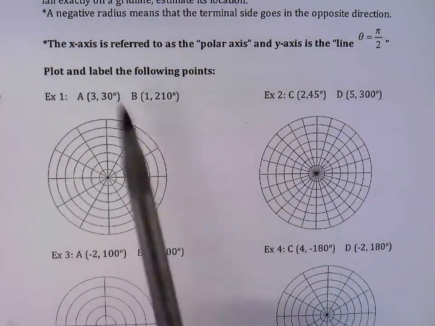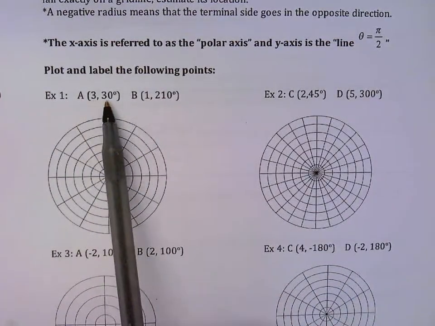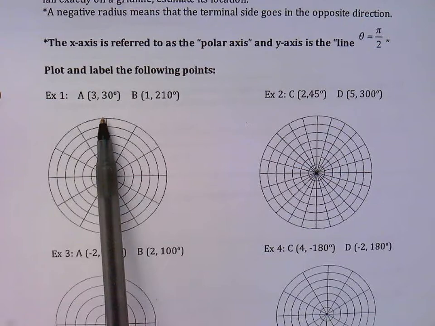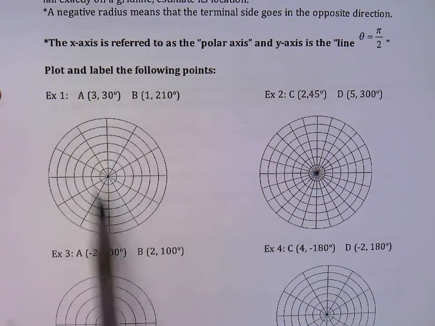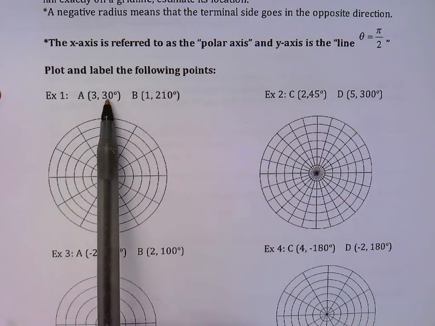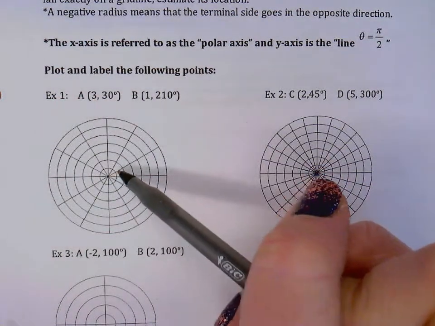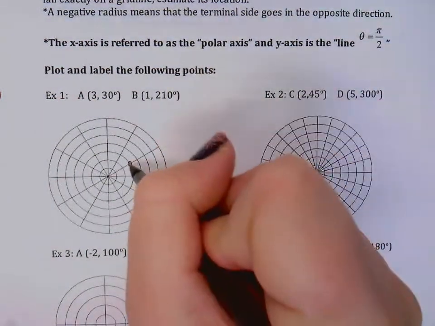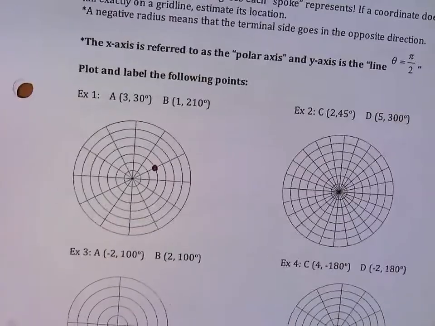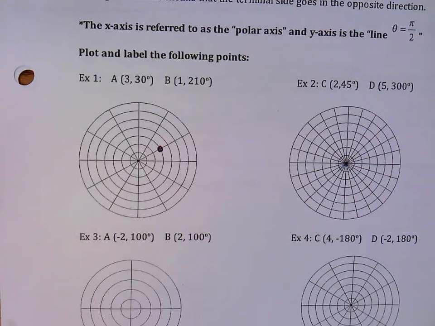All right, so if I want to plot the point 3 comma 30 degrees, these spokes look like they are 30 degrees, right? 30, 60, 90. So I'm just going to go 3 radii out from the origin and go to 30 degrees. Start at the origin and count 1, 2, 3 radii out, and that's where point A would be located. It's pretty easy to graph because you just got reviewed on your angles in the unit circle.